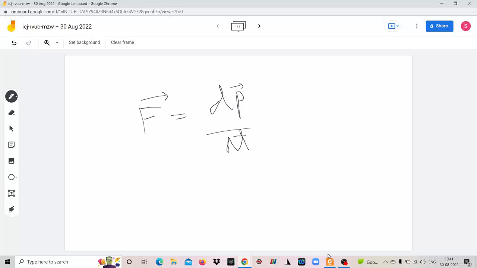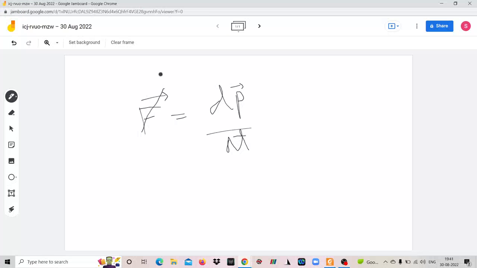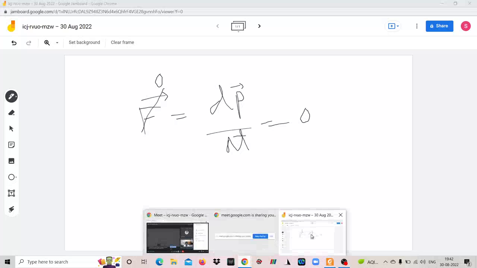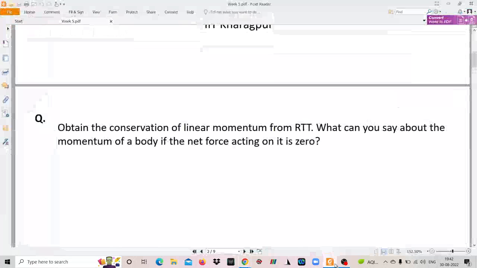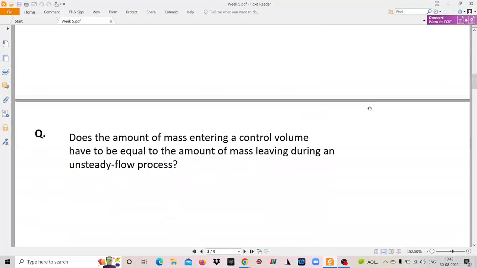It is given in the question that the net force acting on the body is zero, so this is zero. If this is zero, then dP/dt is equal to 0. If dP/dt is equal to 0, what can you say about the momentum? Momentum is constant, meaning the momentum of the body is not changing. Clear? So this is the first question. This is clear, right? Yes, sir. Okay, fine. Let's now move to the second problem.